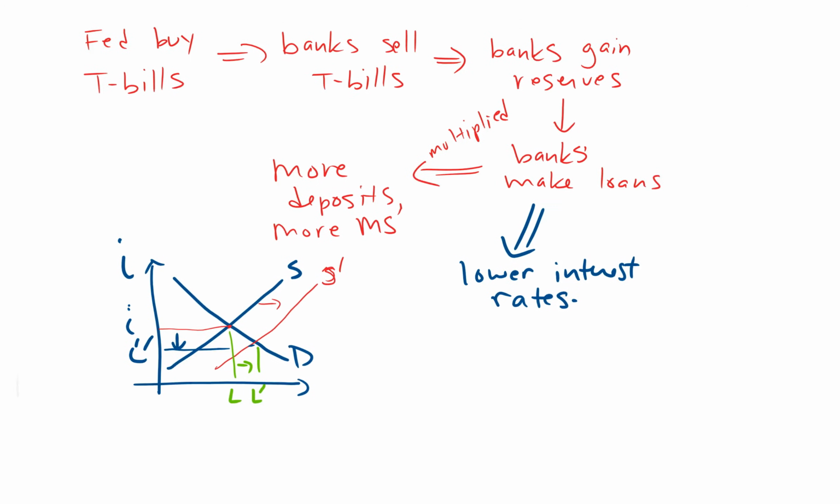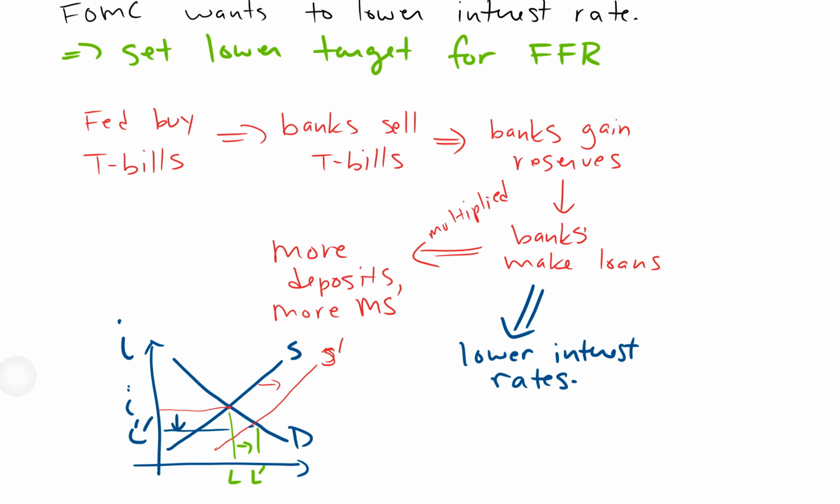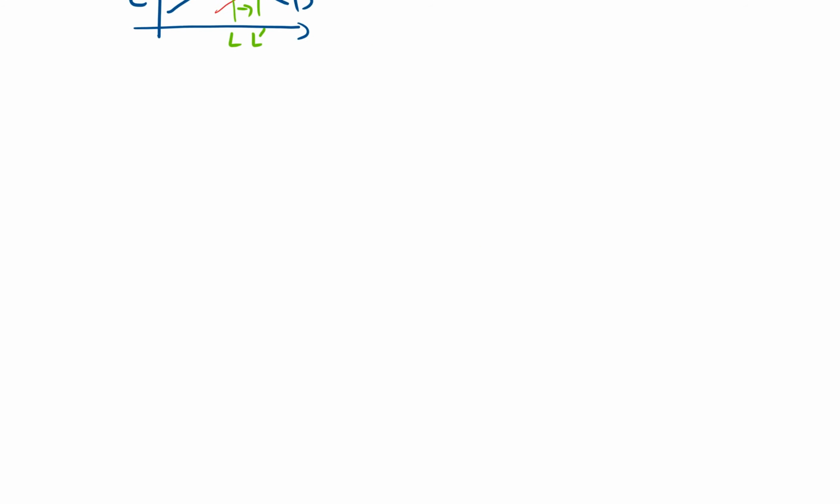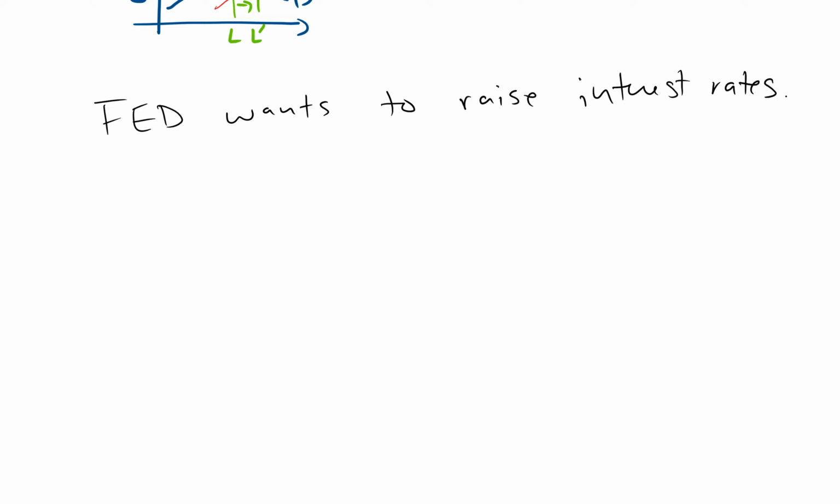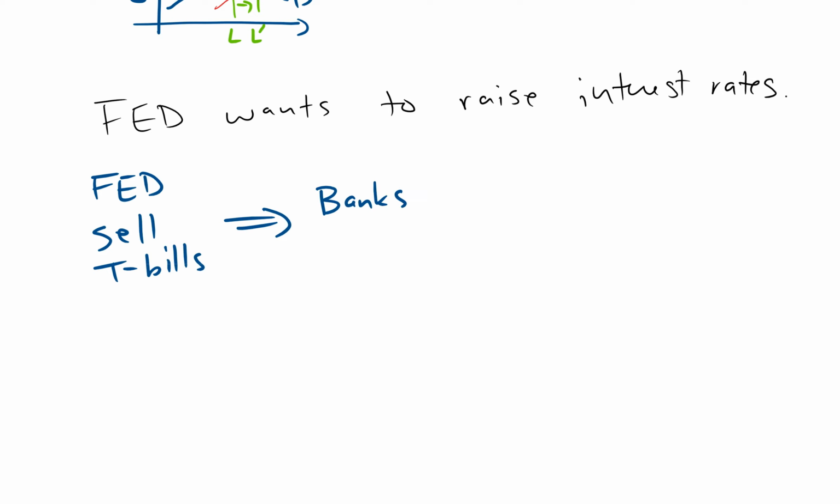If the Fed wants to raise the interest rate, and we'll talk in a second about why they want to do that, in this case they're going to do the opposite. They're going to sell T-bills. So who do they sell them to? Well, they sell them to the banks. So now the banks buy the T-bills from the Fed.